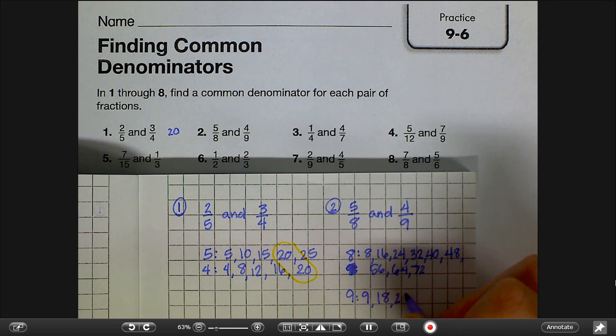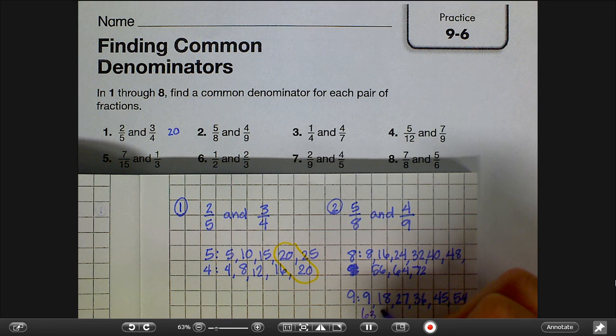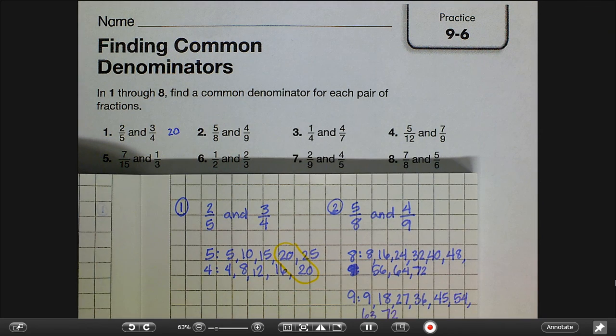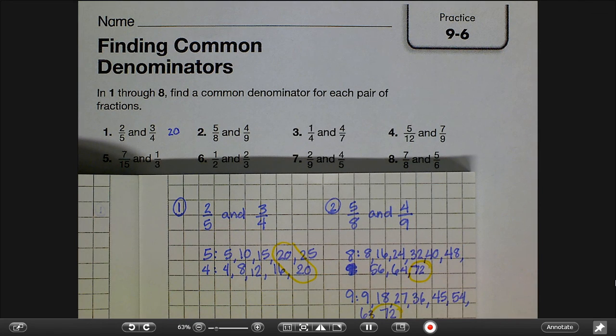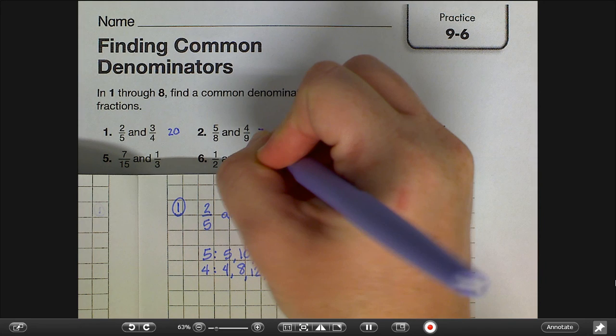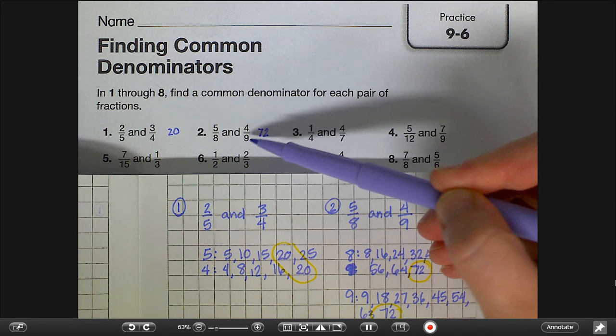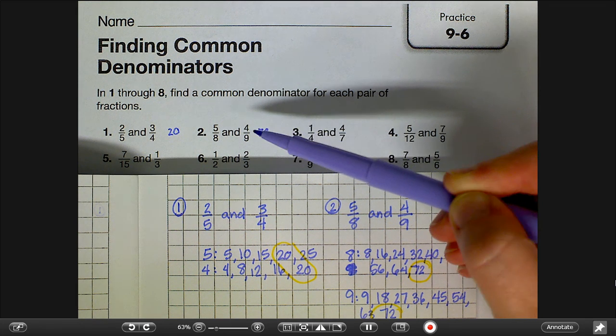18, 27, 36, 45, 54, 63, 72. Okay, so 72 is correct. Okay, so I would use the number 72 as the denominator, which just means that if I was going to rename this fraction, 9 times 8 is 72, I would also multiply the top number by 8.